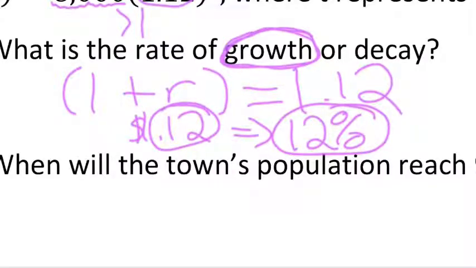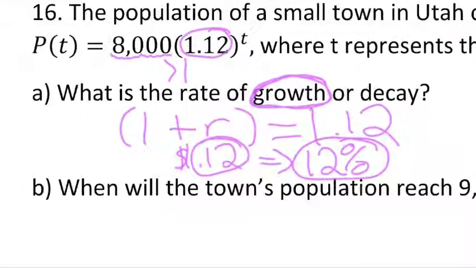Now, if you don't need to write it out as 1 plus R and ask yourself about the money, that is perfectly fine. If you can look at that 1.12 from the problem and say it's 12%, that's perfectly fine with me.